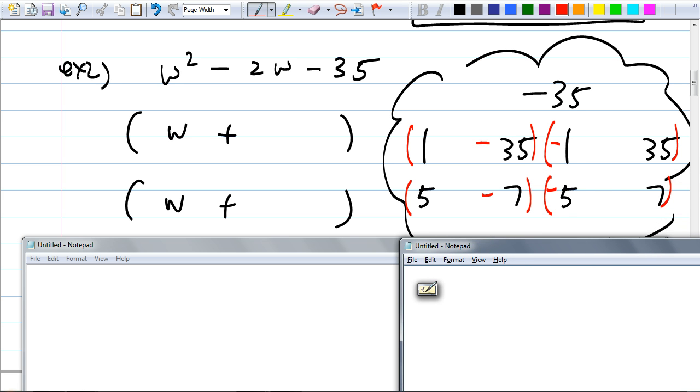Okay, Almond, were you able to choose the right one? So now it's multiple choice, right? Are there any other factors that you can multiply to get negative 35? No, there aren't any. So which one should I choose? W plus 5 and W plus negative 7. That's right. So I put 5 here, and let me move this down for a second.